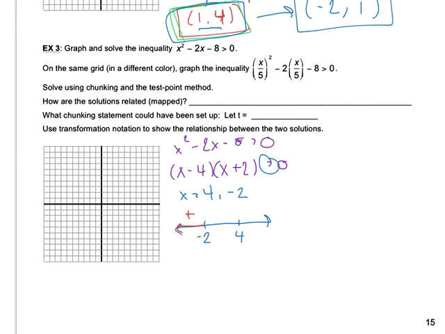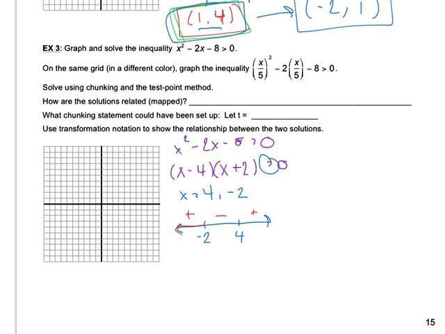Now pick a value between negative 2 and 4. Always pick 0 when you have the opportunity. Plug 0 in, you get a negative times a positive. That product will always be negative. Pick a value greater than 4, so 5. Subtract 4, you're positive. Add 2, you're positive. So a positive times a positive is a positive.